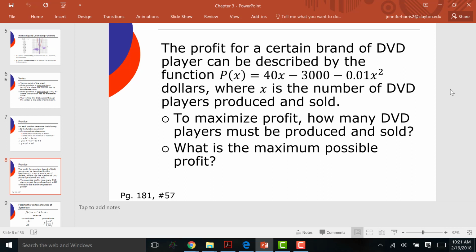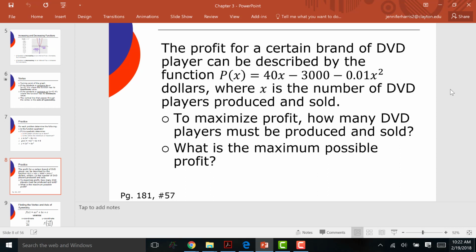All right, so the profit is equal to that function in dollars, where X is the number of DVD players produced and sold. So they gave you an equation or a function. What did they ask you to find? Find the maximum profit. And look at what it says: to maximize the profit, how many DVD players must be produced and sold?